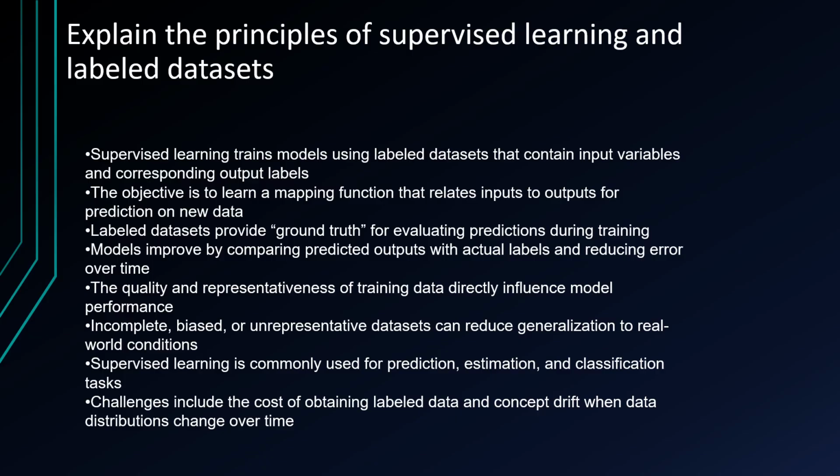An important concept in supervised learning is the idea of ground truth. Ground truth refers to the actual known labels contained in the training dataset. During training, the model generates predictions and compares them against these known correct answers. The difference between the prediction and the actual label is measured using an error function or loss function. The model then adjusts its internal parameters in order to reduce that error over time. Through repeated iterations, the model gradually improves its predictive performance by minimizing discrepancies between predicted outputs and actual labels.